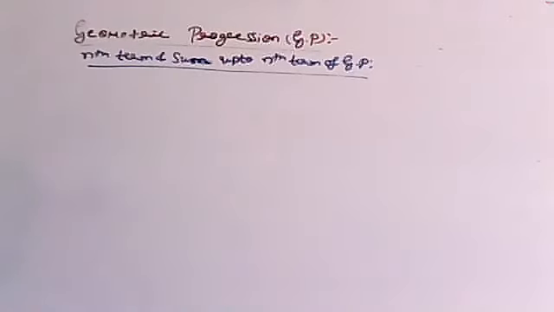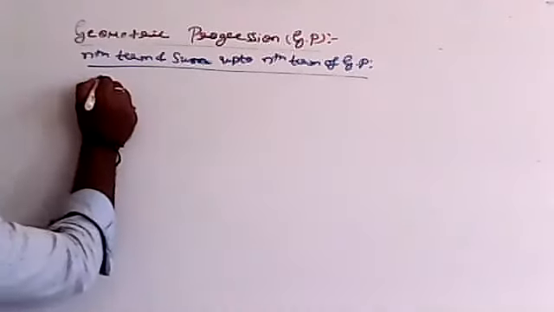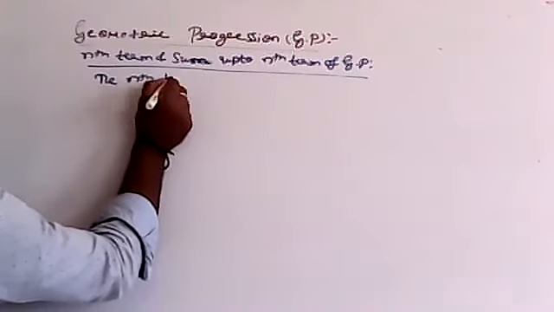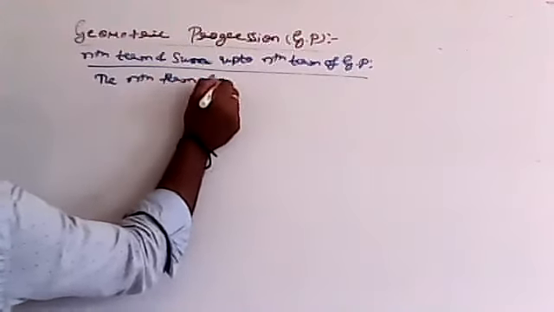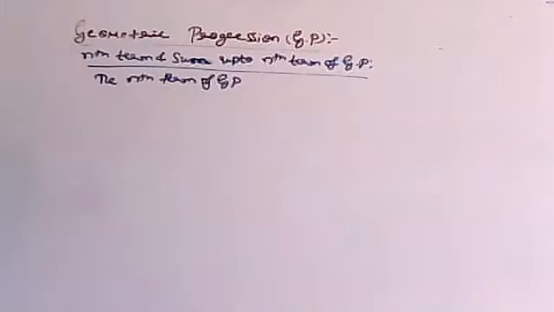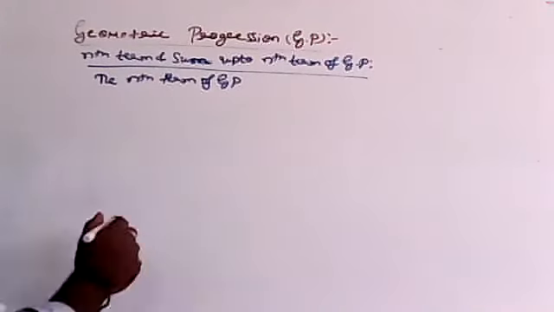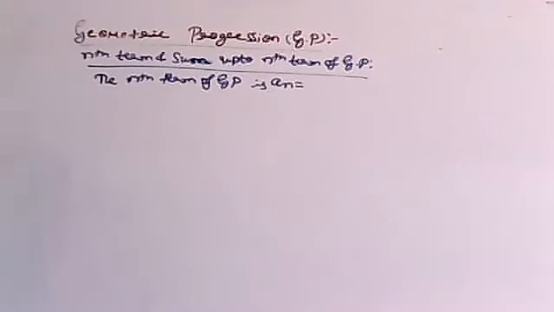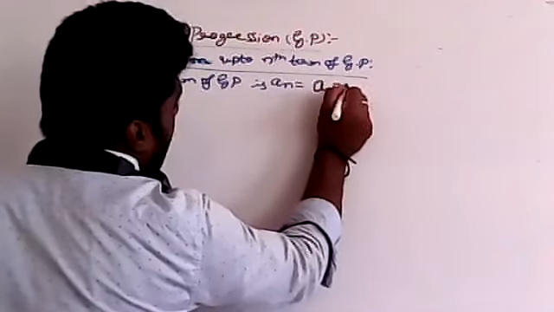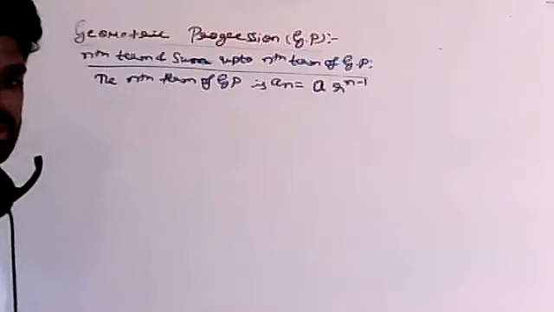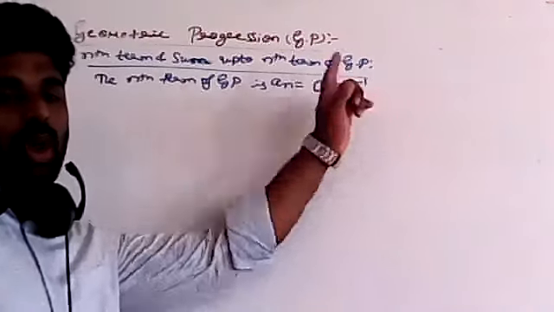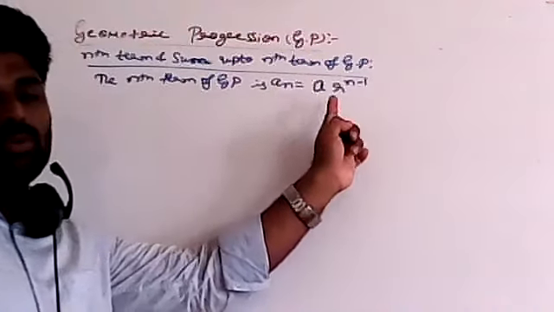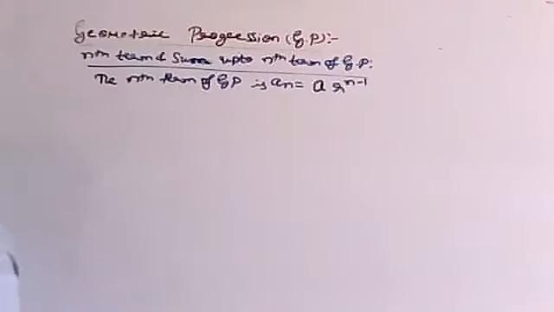Same thing here. The nth term of GP is denoted by An, and it is equal to a into r to the power of n minus 1. If they ask for the nth term, you have to take this formula: An equals a into r to the power of n minus 1.